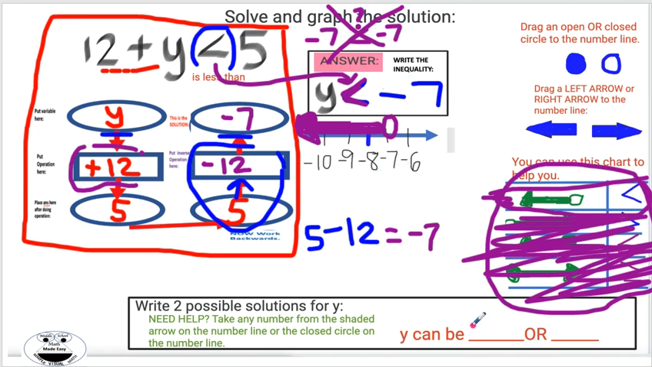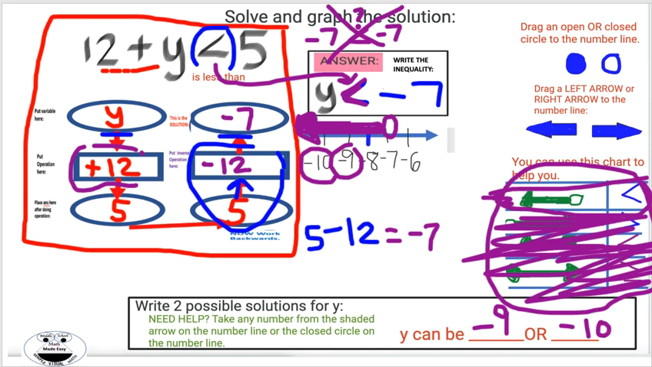So some possible solutions: y can be -9. We see -9 is part of the shaded-in arrow. Can y be -7? No, it's not shaded in. It's an open circle. Can y be -6? No, it is not shaded in on this part. y can be -10. That's shaded in here. And all the numbers that would continue here, -11, -12. I'll just write -10 for now. Those are all possible solutions.